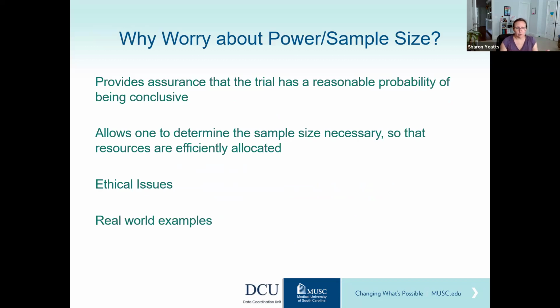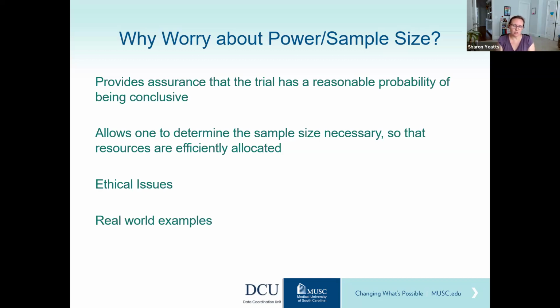So I want to start with, why do we worry about this, especially in the early stages of trials where we are limited in terms of the resources that we have available in terms of patient population and funds. But it's really important throughout the space, and even in the basic science space, to worry about power and sample size, because you want to know that once you've done your trial, there is a reasonable probability that you're actually going to answer the question that you set out to answer, right? And that's important for a lot of reasons.